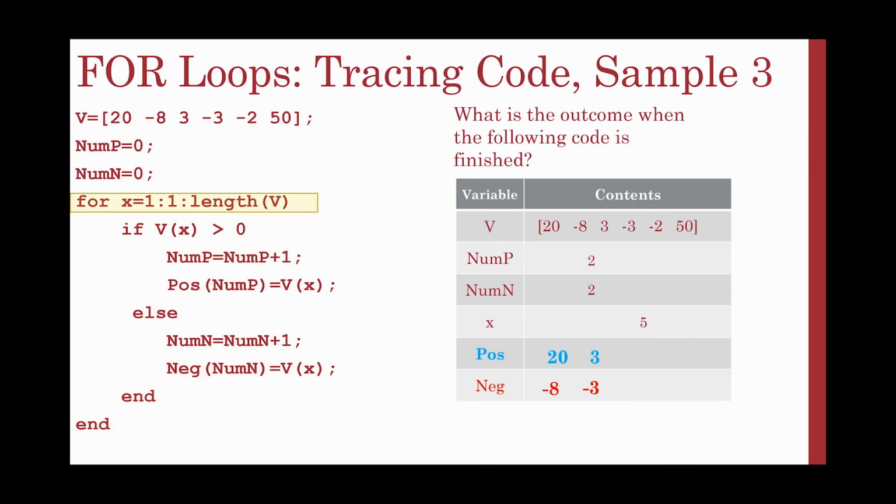I'm going to go back in my loop again. So x is now equal to 5. I'm going to ask if the fifth element of v is greater than 0. It's not. So I'm going to add another 1 to my negative counter. I'm going to store that value.